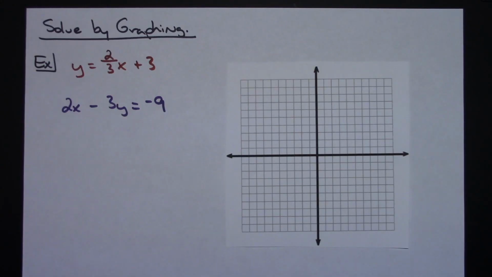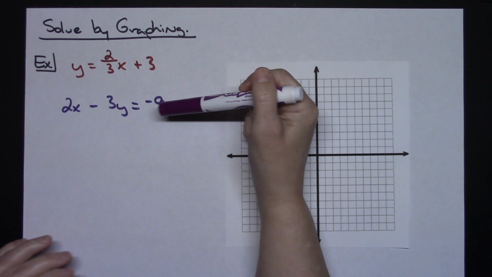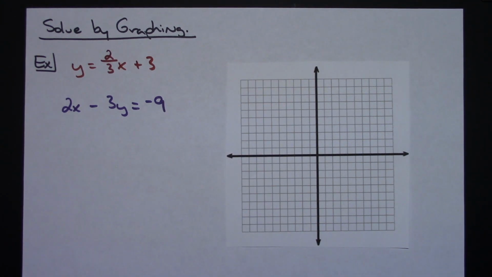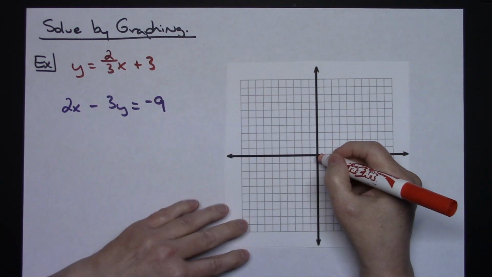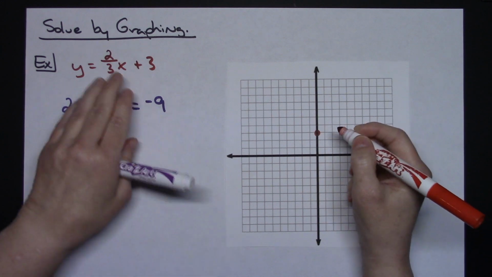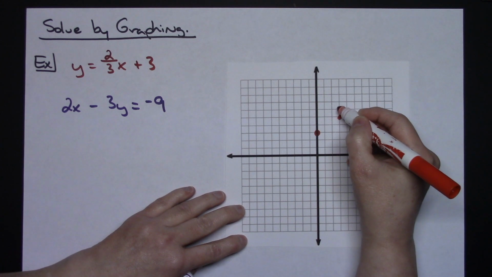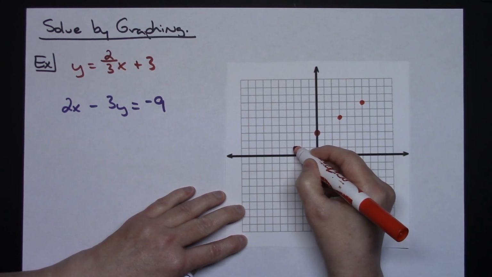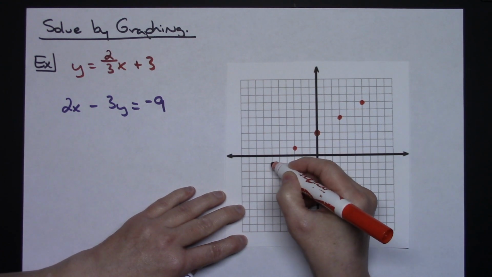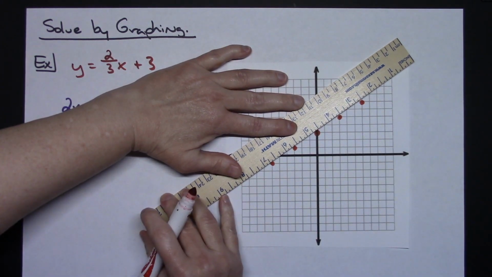Alright. In this last example, we're going to be taking a look at an equation in slope-intercept form and an equation in standard form. Let's begin by graphing the line that is in slope-intercept form. I'm going to start with the y-intercept at 3, so 1, 2, 3. And then I'm going to run a slope of 2/3, so up 2 to the right 3, up 2 to the right 3. Let's go the other way: to the left 3, down 2, to the left 3, down 2. Okay, that should be enough points, and we're going to be able to connect our line.